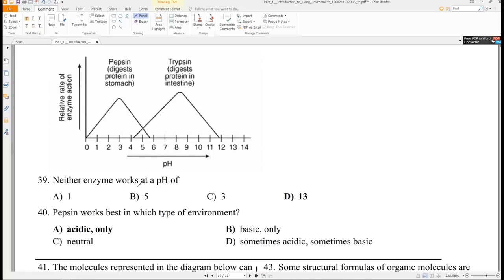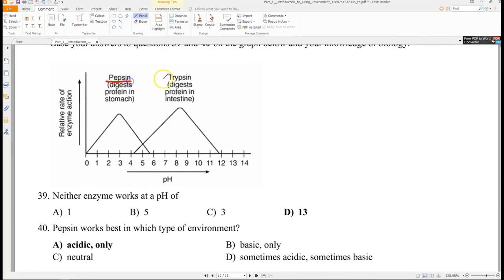Moving on. Pepsin, trypsin, enzymes. Neither enzyme works at what pH? So let's look at the numbers and see where out of these numbers this enzyme does not work, not even a little bit. Pepsin works a little here. It definitely works its best here. Trypsin works here, works at its best, dying out but still working.